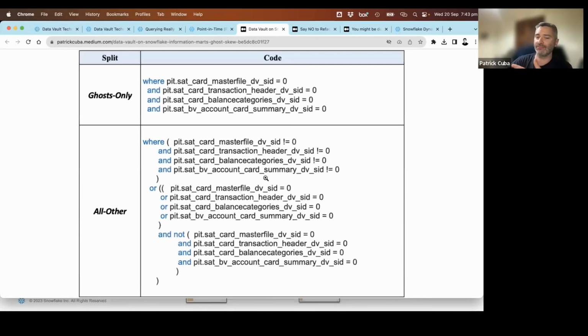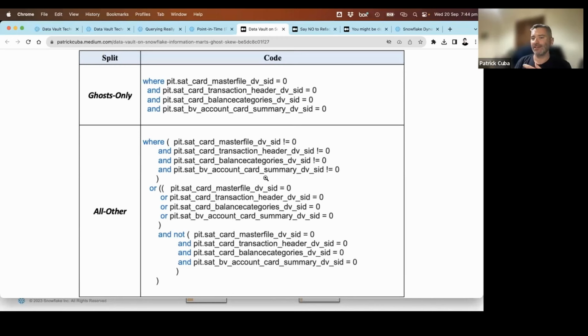What that means is that now the information mart is treating the pit as if it was an incremental pit. You know, the performance is the same. Of course, you can deal with it in a different way. You can build your pit in a different way to, let's say, not persist those complete ghost records. But it depends on what you're trying to get out of the query itself.